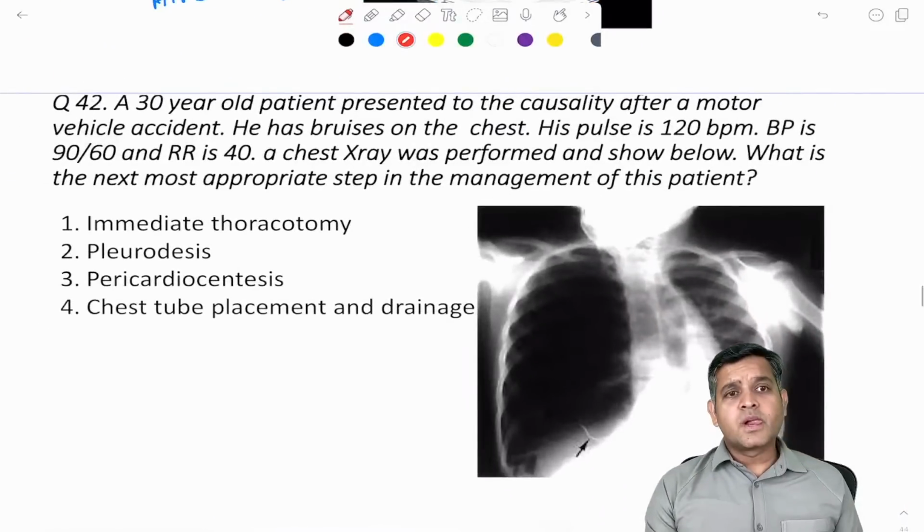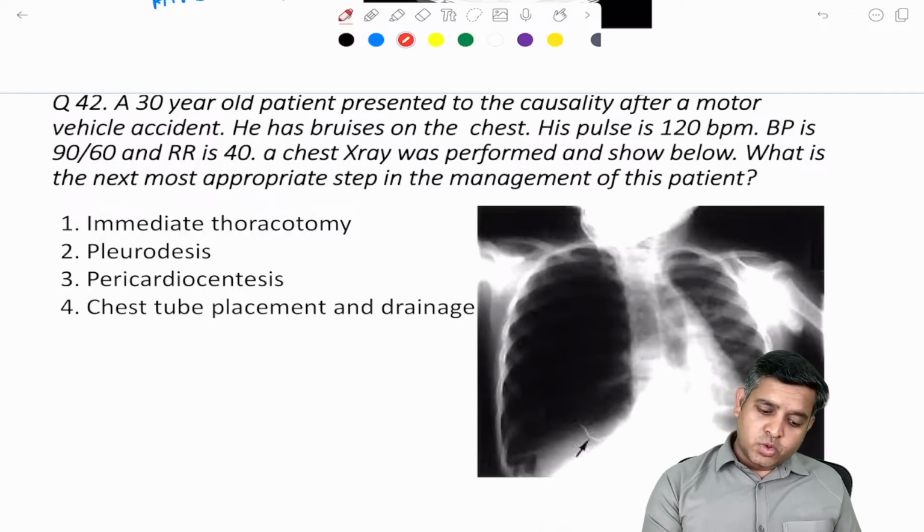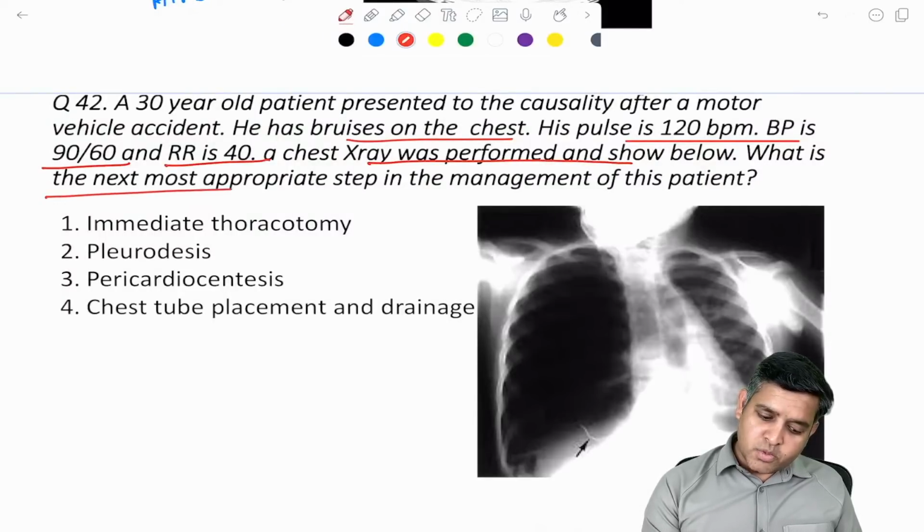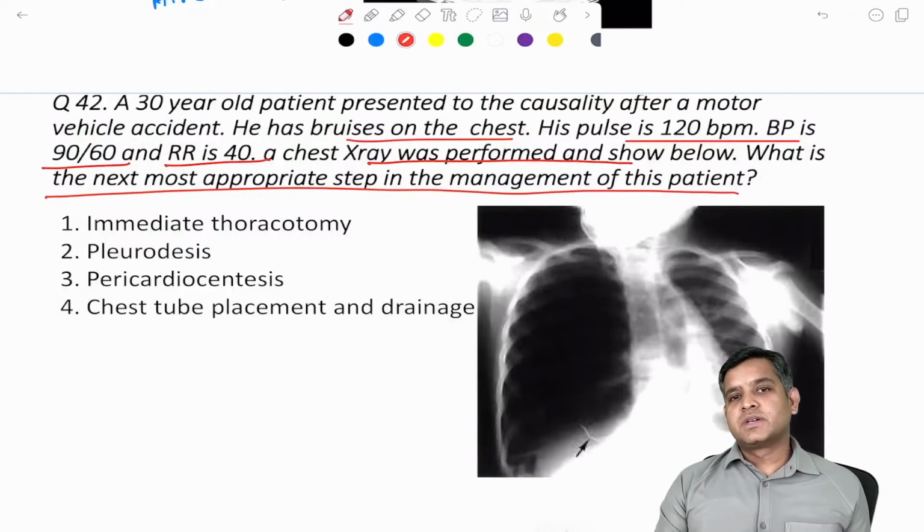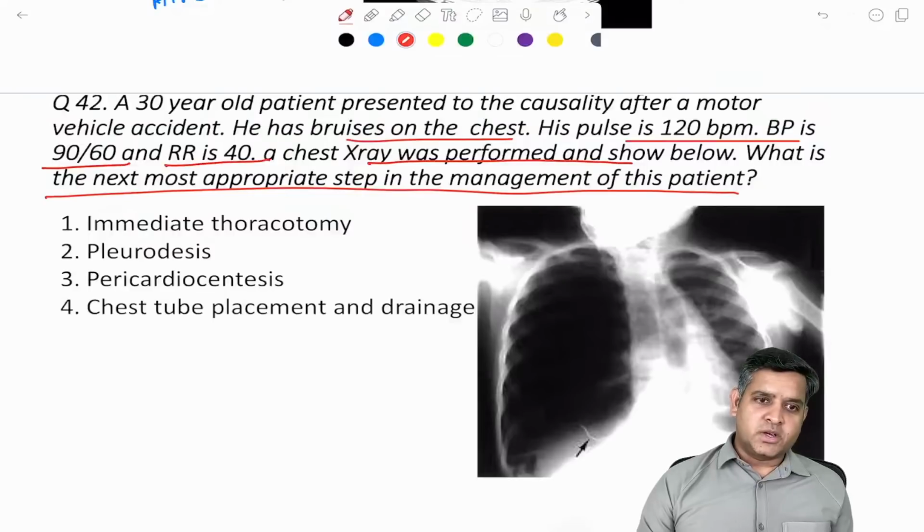Question number 42. A 30-year-old patient presented to the casualty after a motor vehicle accident. He has bruises on the chest. His pulse is 120 beats per minute, BP is 90/60, respiratory rate is 40. A chest X-ray was performed and shown below. What is the next most appropriate step in the management of this patient?